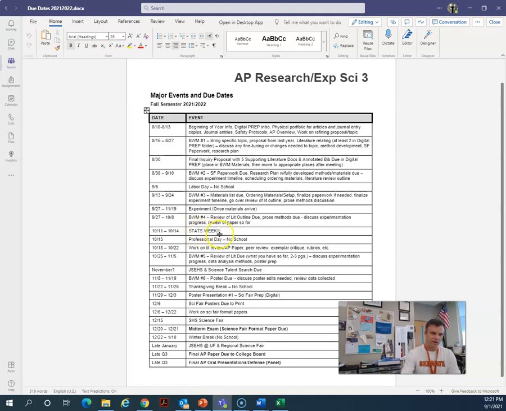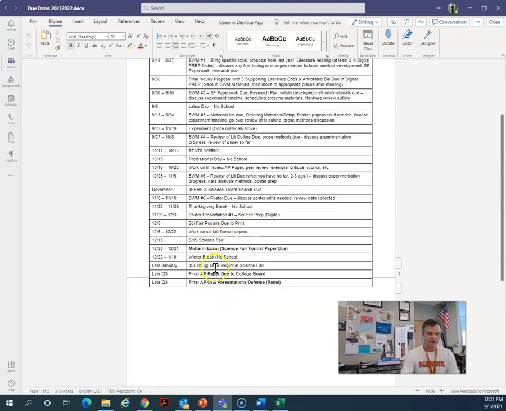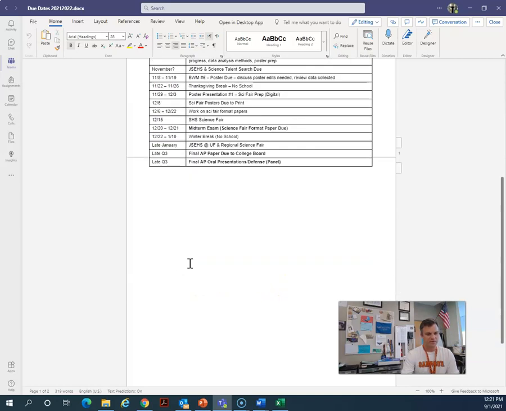We will have a week totally dedicated to statistics. You can see in November at some point there will be a couple of competitions too. Those dates aren't out yet. Poster presentation, and finally you can see where the final AP paper is due, and the final AP oral presentation will be in late Q3, and following that will be symposium.